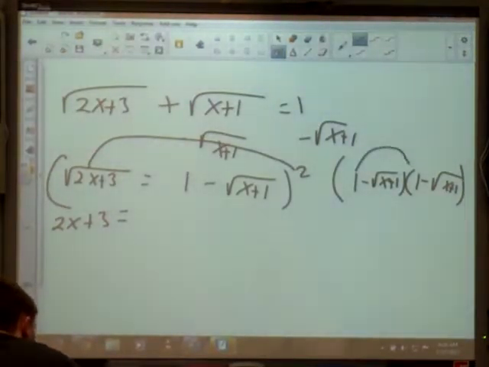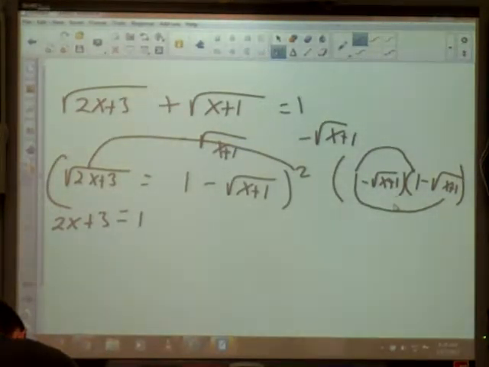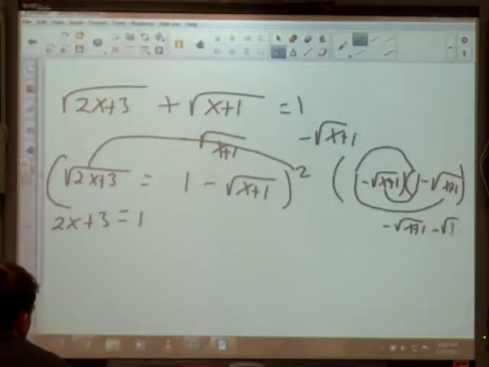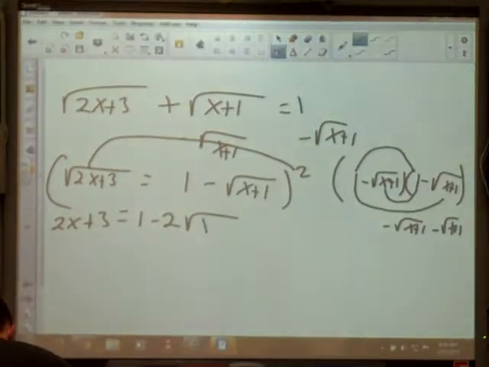On your first, you get a 1. On my outer, that's 1 times the negative square root of x plus 1, which is just the negative square root of x plus 1, right? Because 1 times it doesn't change it. Want me to write that down? Negative square root of x plus 1. And on the inner, it's the same thing: a negative square root of x plus 1 times 1. So again, that's a negative square root of x plus 1. Now those are like terms. How many of those do I have? Negative 2 of them. So minus 2 square roots of x plus 1.